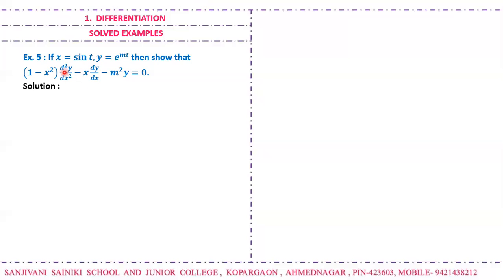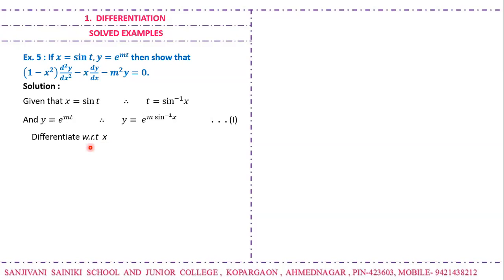Now the fifth example. What is x? x is sine t. What is y? y is e raised to mt. Then you have to show this equation. Now as x is equal to sine t, t is equal to sine inverse of x. y is equal to e raised to mt, so y is equal to e raised to m times sine inverse of x. Now it is not a parametric differentiation, because we have obtained a functional relationship between x and y from these two parametric equations, that y is equal to e raised to m times sine inverse of x.